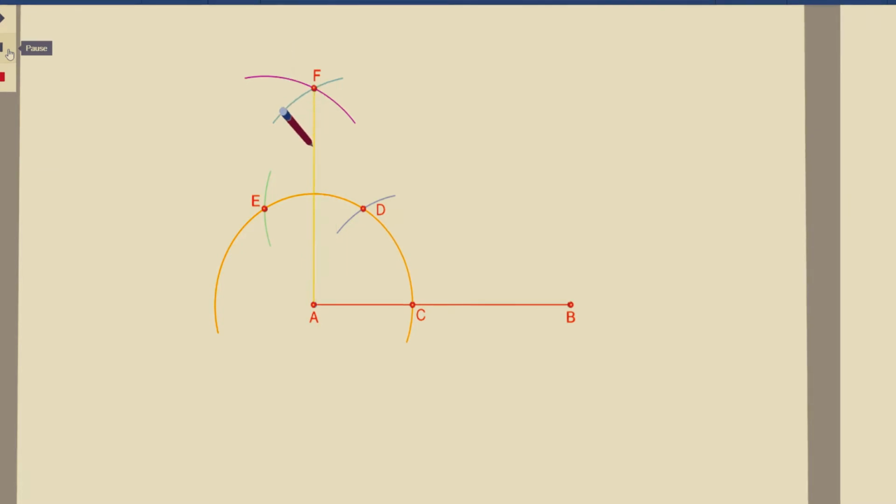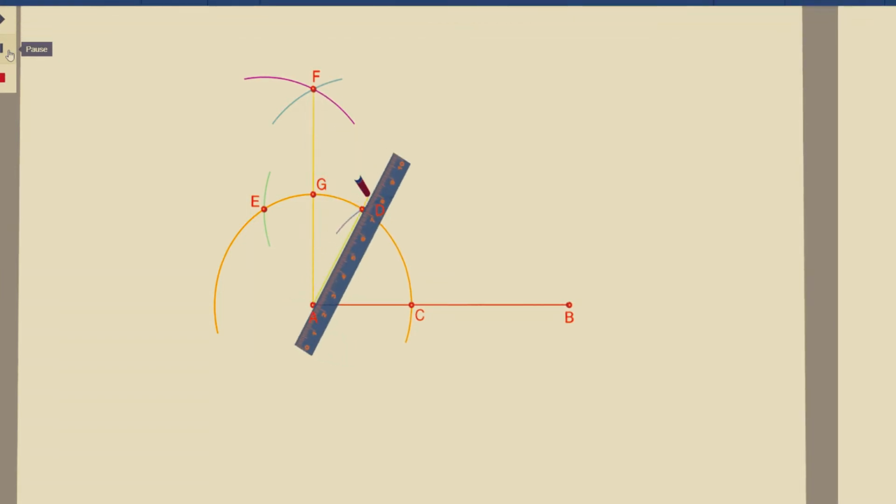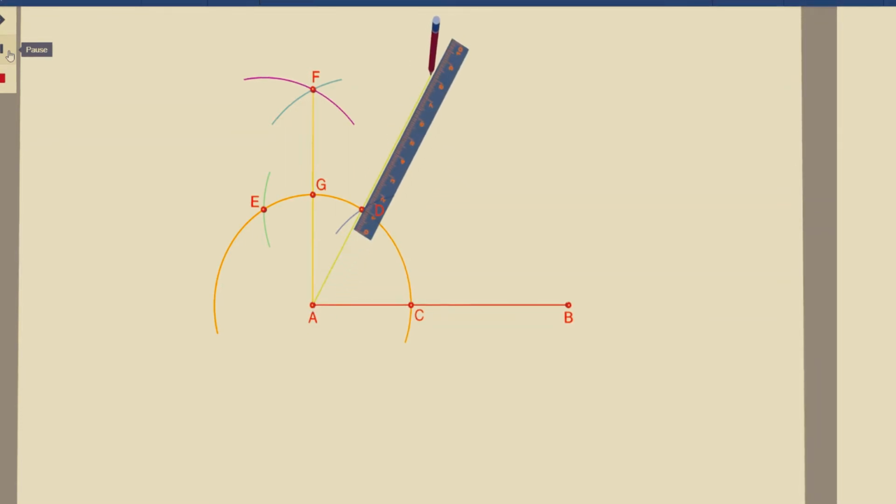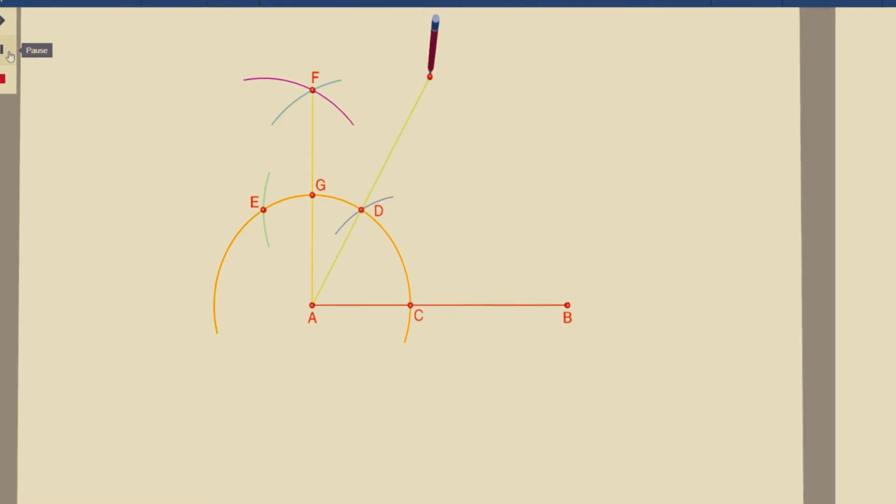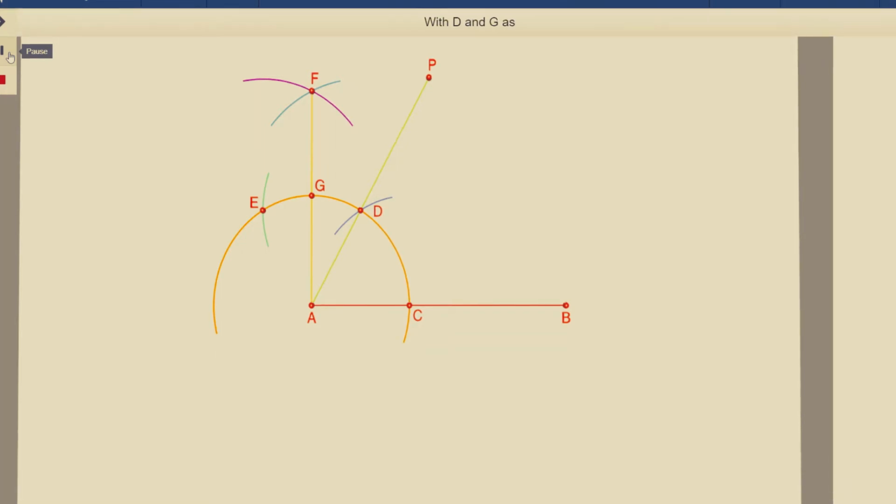Join AF. Angle FAB is 90 degrees. Join AD. Now angle PAB is 60 degrees. For 75 degrees we have to bisect FAP.